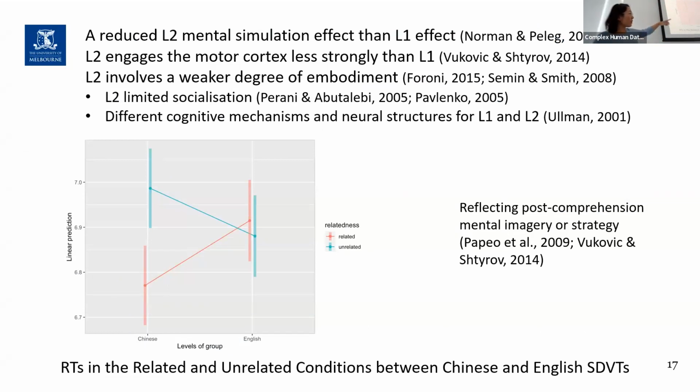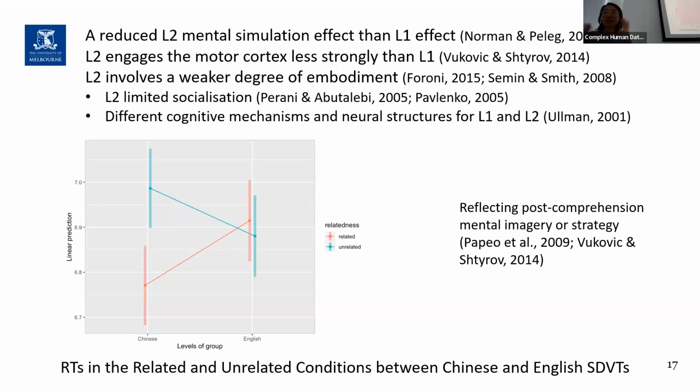When we plot the L1 and L2 tasks, on the left-hand side of this diagram is the Chinese data, the L1 task, and on the right-hand side are the L2 data. The green line represents the unrelated condition, and the red line represents the related condition. As you can see, the related condition in the L1 task yields much shorter reaction time compared to the unrelated condition, but it's a reverse trend in the L2 data. Also, the difference between related and unrelated was much smaller compared to the L1 task. So let's try to give some accounts for this finding, why there's such a difference.